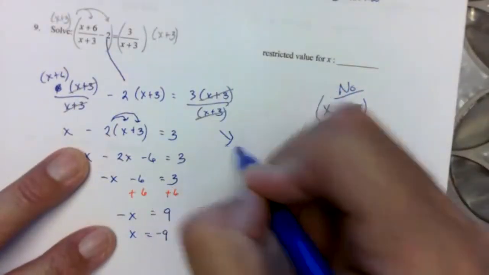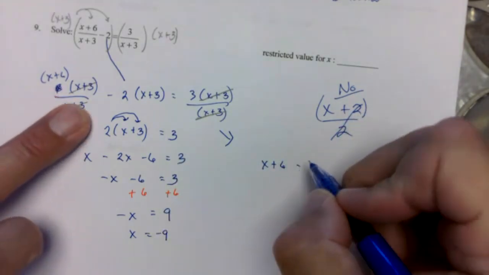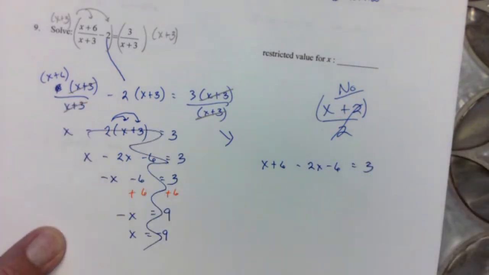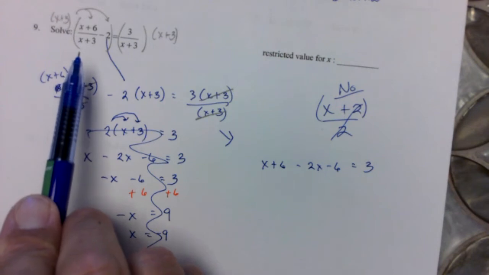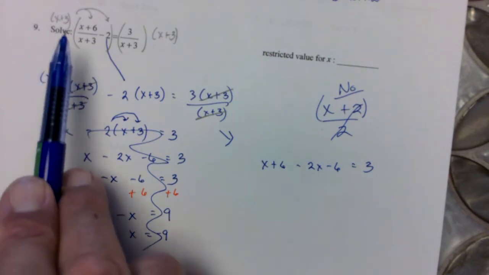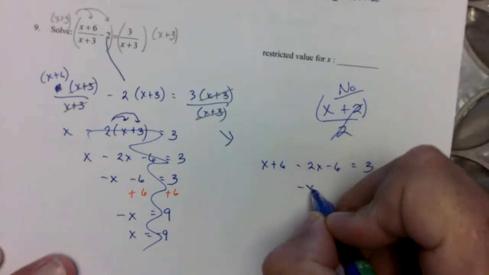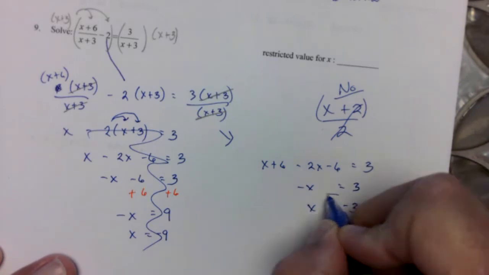Let's see, I'm going to take it over here. Now I'm left with that x plus 6 minus 2x minus 6 equals 3. Maybe this isn't a recording I want to save and display. Does everybody see where I messed up? That should have been x plus 6 times x plus 3. All right, I'm going to do the work. -x equals 3. This comes up as an answer of x equals -3.